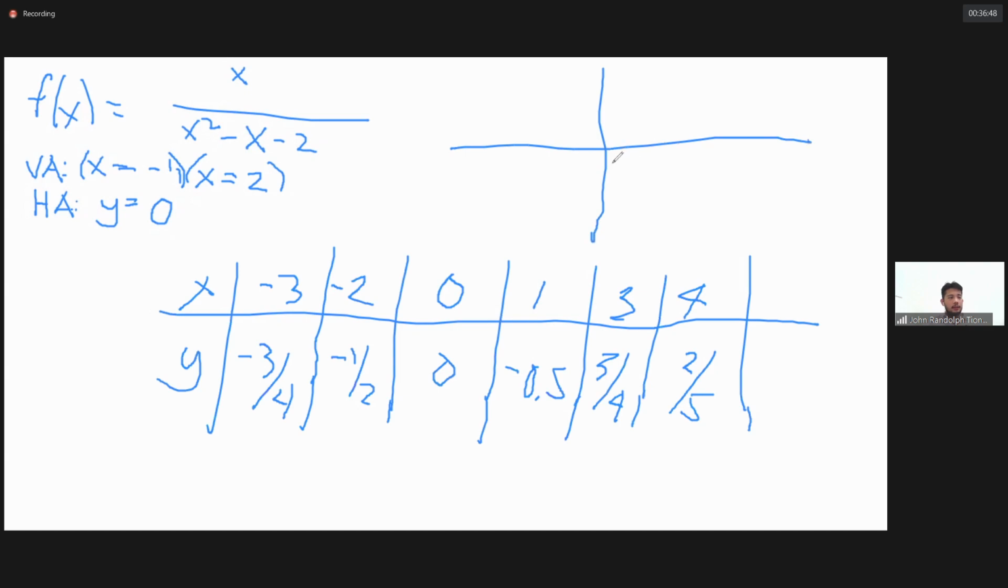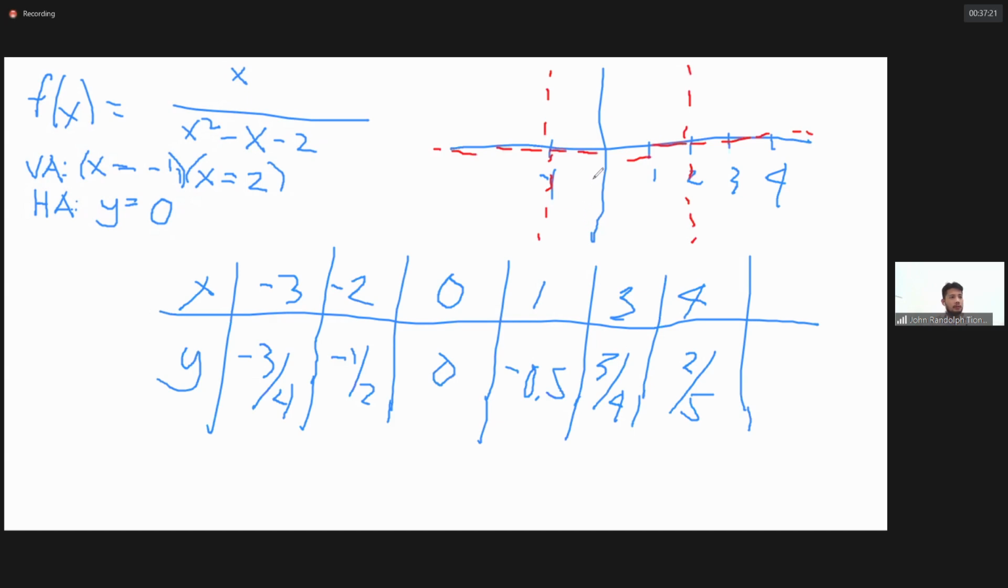Graph na natin. Vertical asymptote is -1. Palagay natin this -1. 1, 2, 3, 4. Meron kang dalawang vertical asymptotes. Then +2. Then yung horizontal asymptote mo is just simply your x-axis. Okay. Then you graph now.